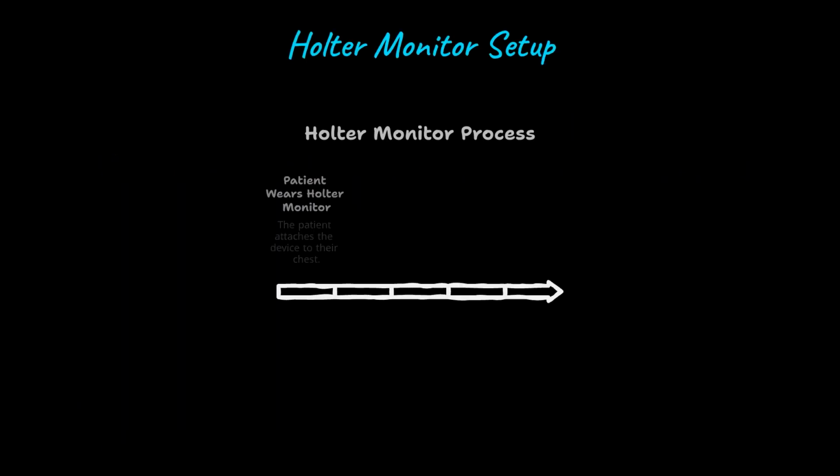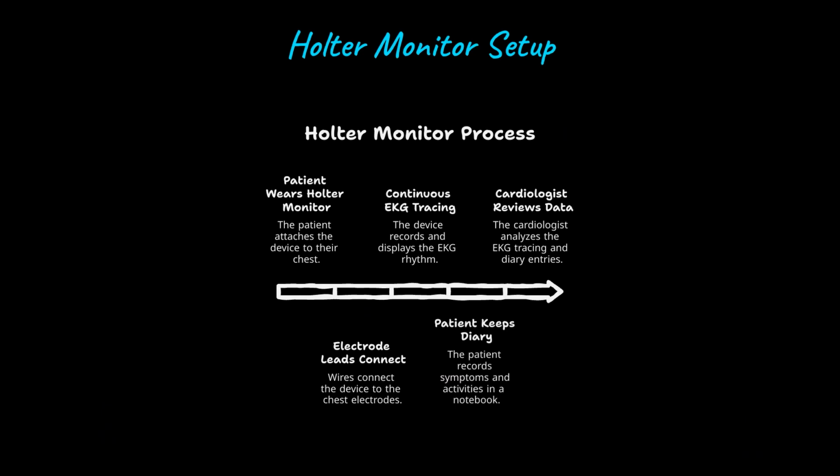The monitor captures every heartbeat, but on its own, the strip cannot tell the cardiologist what the patient was doing or feeling at any given moment. The diary bridges that gap by recording context at the exact time something noticeable occurs.